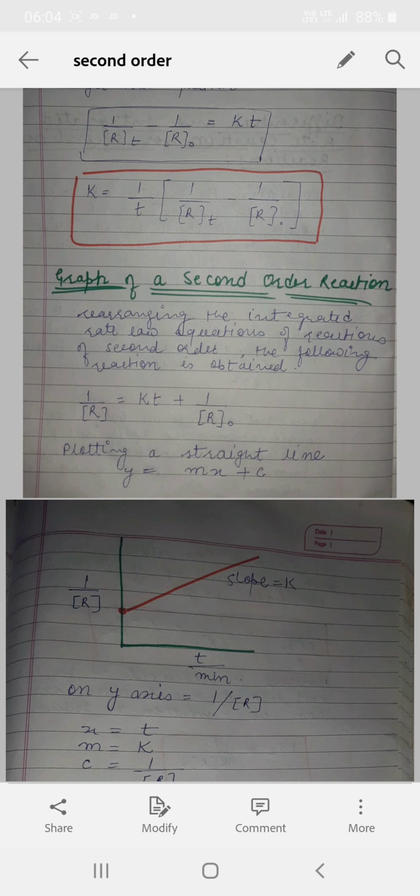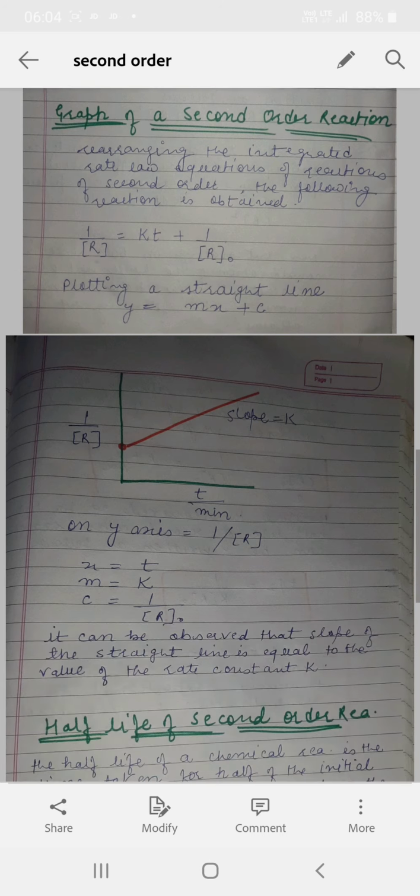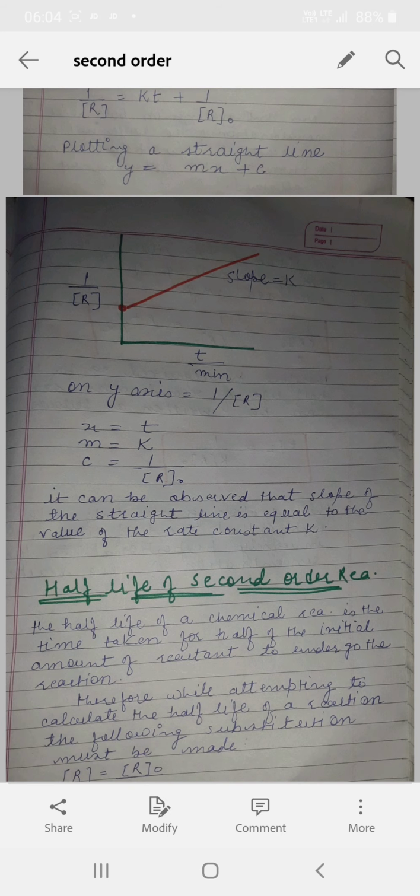It can be observed that the slope of the straight line is equal to the value of the rate constant k. You see here in the graph, I plot a graph between 1/[R] and t, and the slope is equal to k.